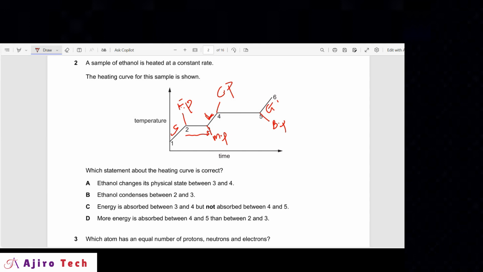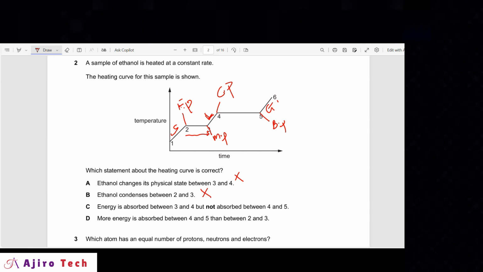Option A says ethanol changes its physical state between 3 and 4. Okay, that's wrong, because there is no change of state going on here. It's just liquid, so this is off. Ethanol condenses between 2 and 3. This is equally off because we can see only melting and freezing going on at least between 2 and 3. So it's not condensation going on here. That makes this go off.